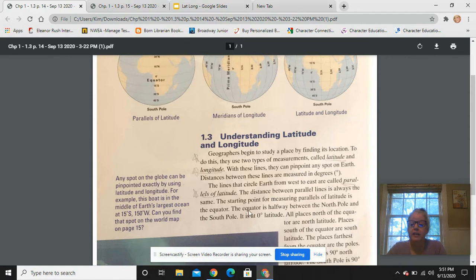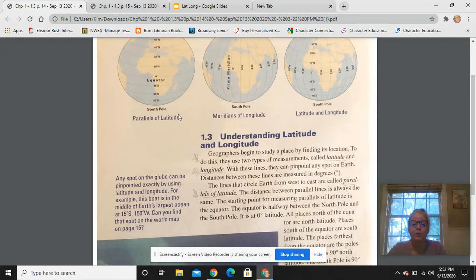The equator is halfway between the North Pole and the South Pole. It is at 0 degrees latitude. So you see there's a little 0 degrees. It is 0 degrees latitude. So that's like your starting point.